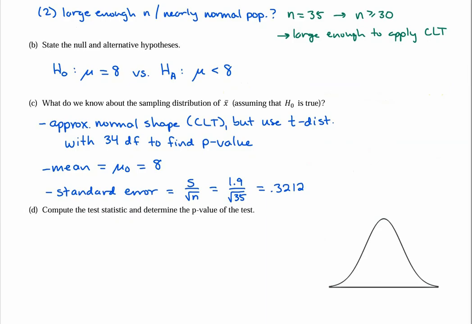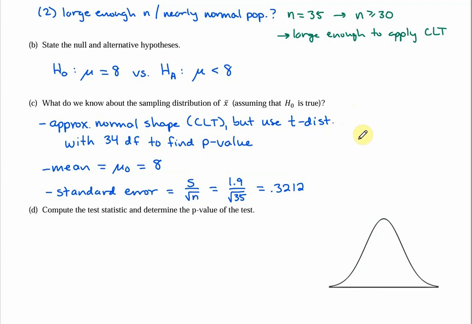In the next step, what we know about the sampling distribution under the assumption that the null is true. Well, the first thing is that we can apply the central limit theorem. We have a big enough n for that. So we do expect it to have an approximately normal shape. However, we're going to use the t-distribution to get the p-value because we don't have sigma. So down here where the standard error is, we've got an s on top instead of a sigma on top. Because of that, that's why with means you use the t-distribution. So that's what we're going to do.